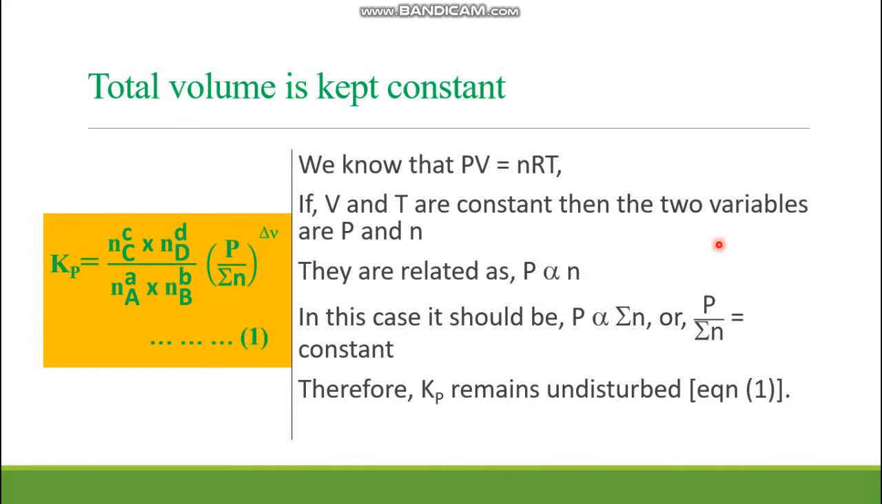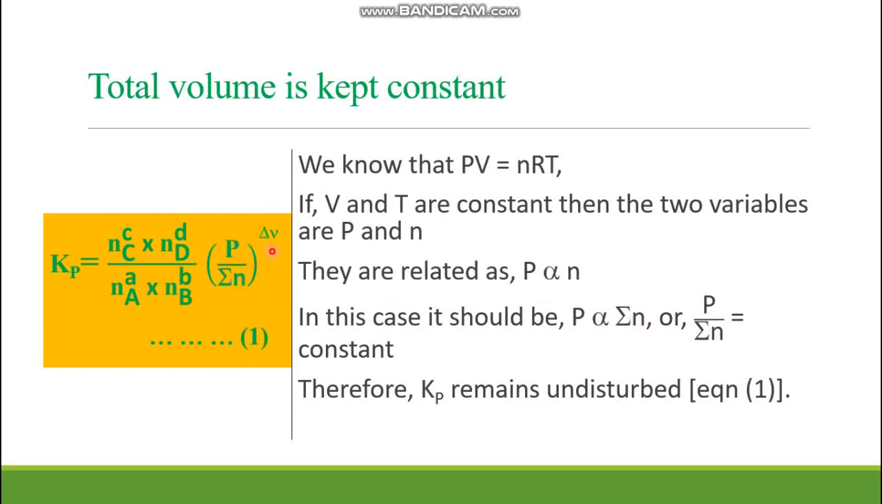So we have to start this way. PV equals nRT, V and T are constant. We have kept volume constant, and temperature is constant, as previously mentioned. So we now have two variables, P and n. They would follow the relationship P versus n, and definitely n is also equivalent to summation n. If this one is proportional to this one, then their ratio should be constant. Therefore this is a constant ratio.